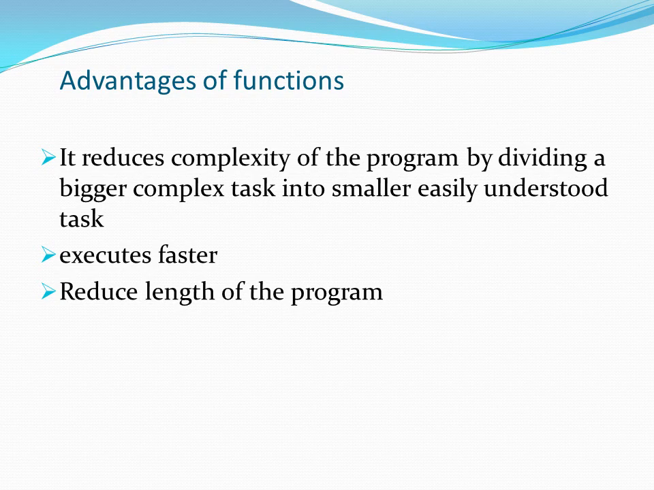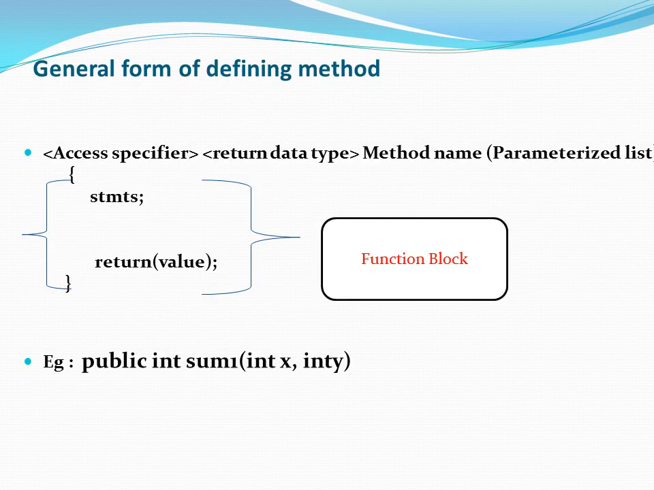Now I will explain how we can define a method. General form of defining a method: usually, a function contains a function header and a function block. The function header contains the access specifier, return type, method name and parameter list. Now I will explain the different components of a method.